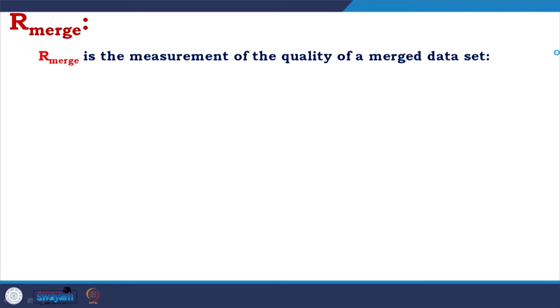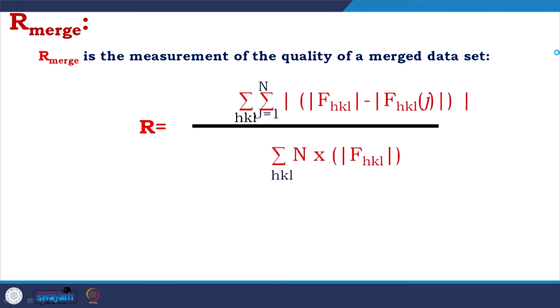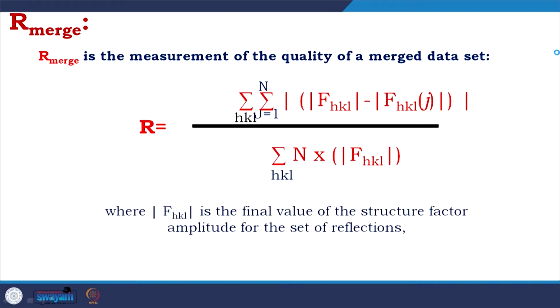Then we have R merge. R merge is the measurement of the quality of a merged data set. Again here 1 to n, because different data, but other than that it is the same. Absolute F of H is the final value of the structure factor amplitude for the set of reflections. N is the total number of data sets. As we talked about, different data sets are merged here.